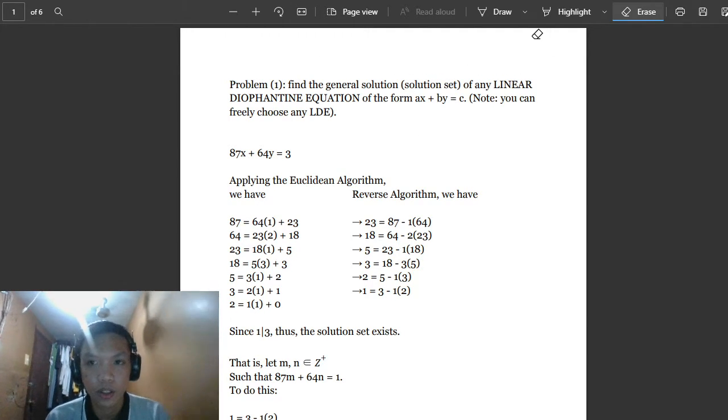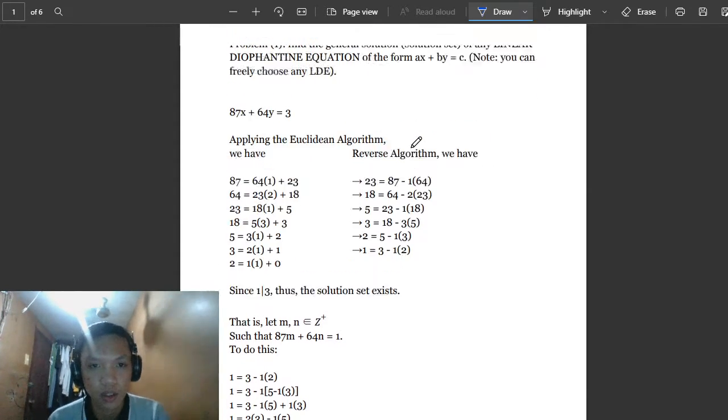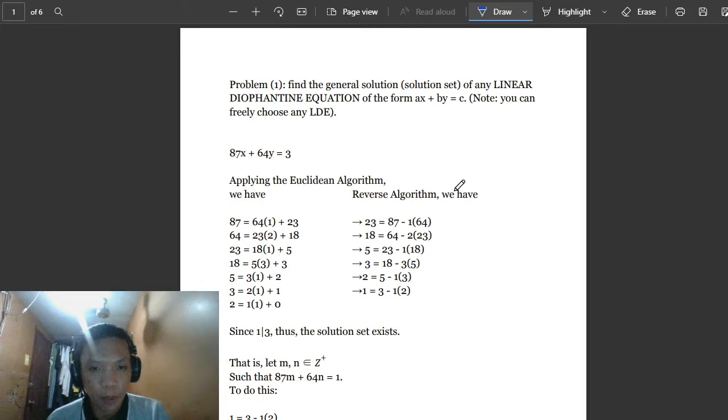Problem 1: find the general solution or solution set of any linear Diophantine equation of the form ax plus by equals c. So, you can choose any LDE. I choose 87x plus 64y equals 3. When we apply the Euclidean algorithm, we have 87 equals 64 and the quotient is 1, the remainder is 23.